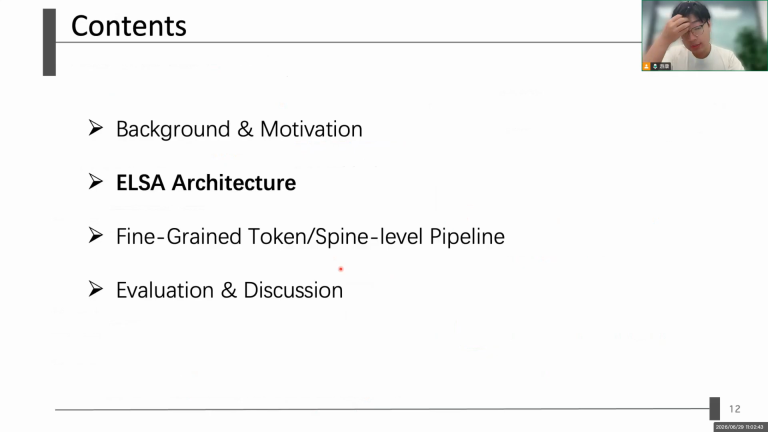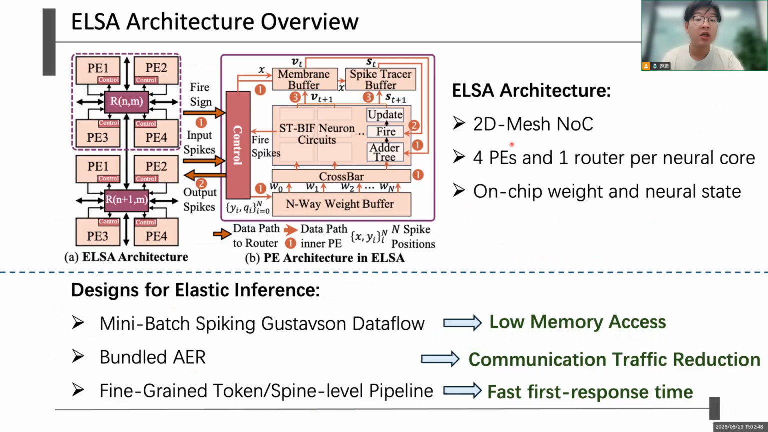With this motivation, let's see the ELSA architecture. The top figure illustrates the ELSA architecture, which consists of multiple neural cores interconnected via a 2D mesh NoC. Each neuron core contains a router and 4 PEs.